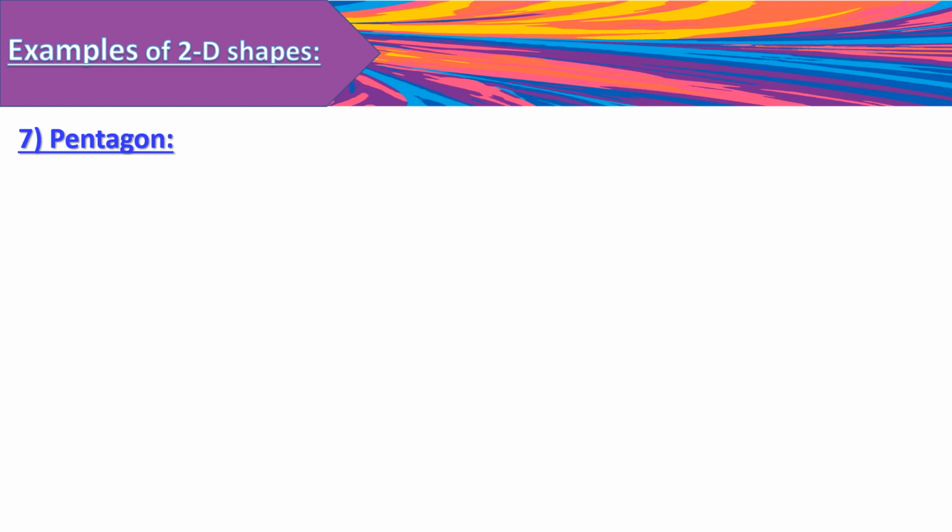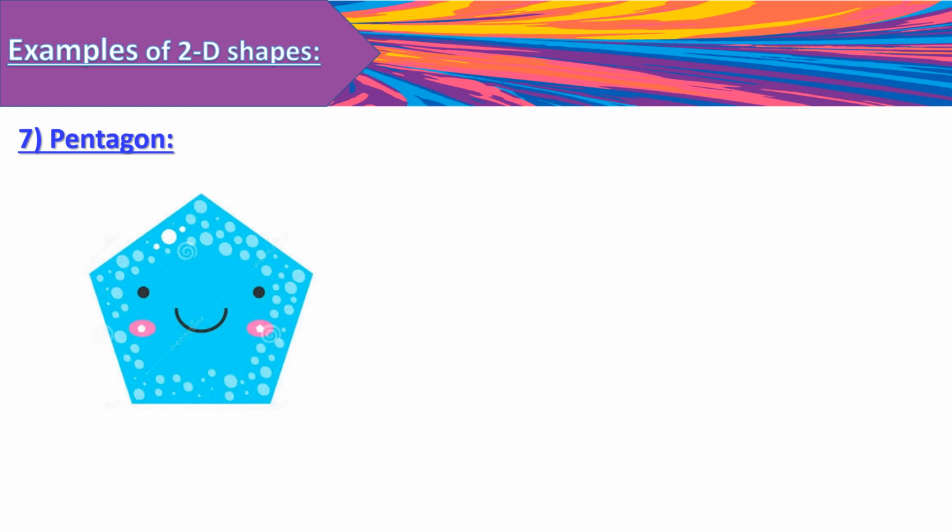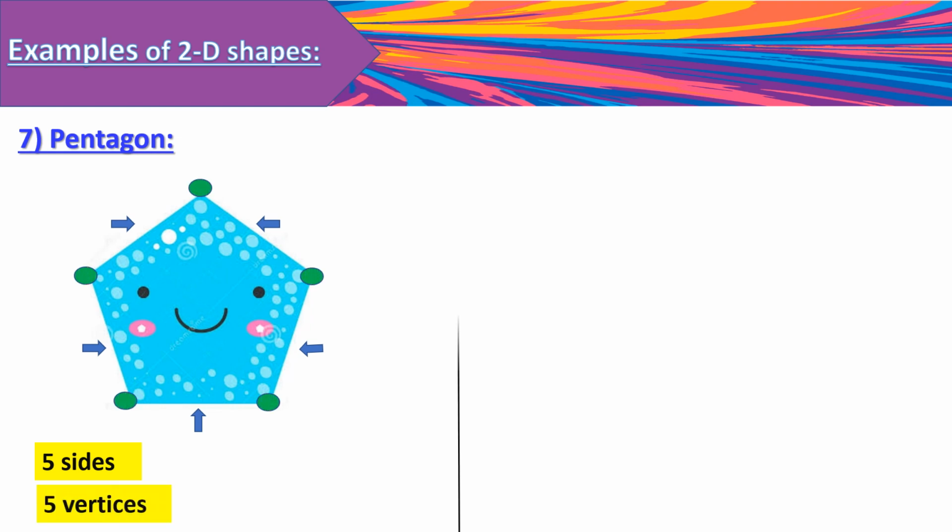Pentagon. Hello, Mr. Pentagon. How many sides do you have? 1, 2, 3, 4, and 5. 5 sides. How many vertices do you have? 1, 2, 3, 4, 5. 5 vertices. Let's move to the last shape.